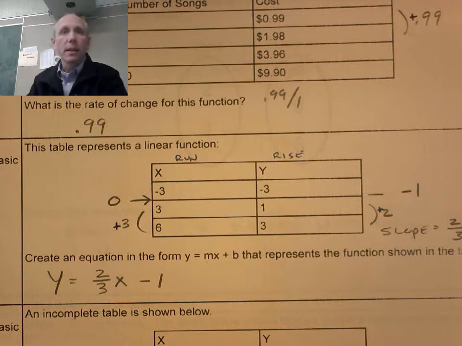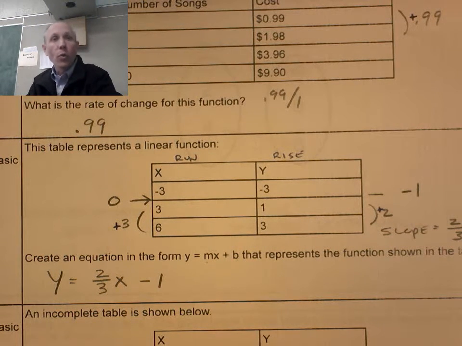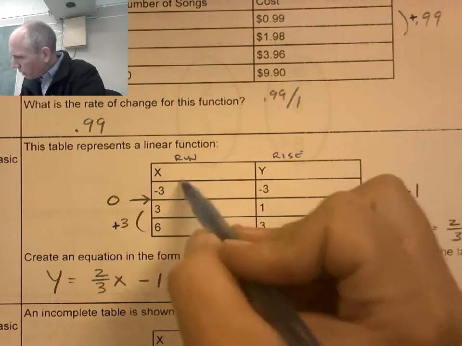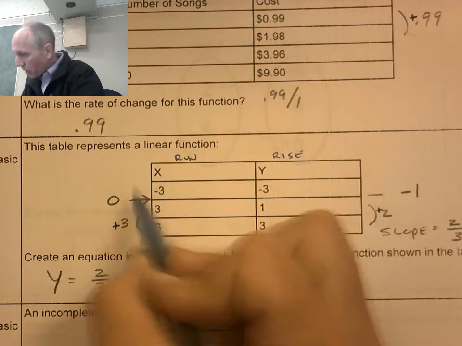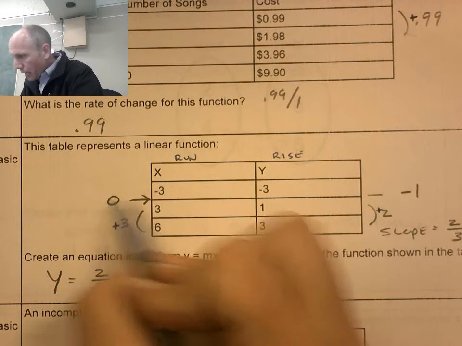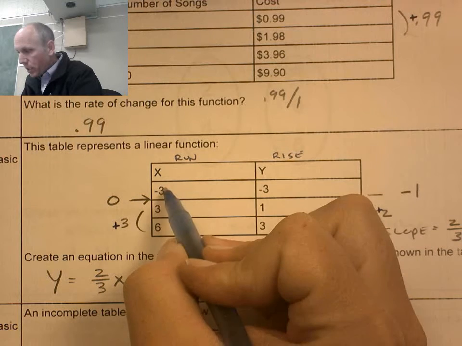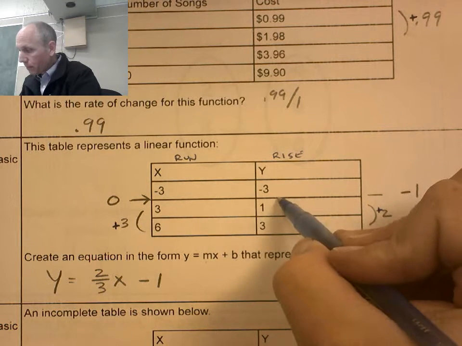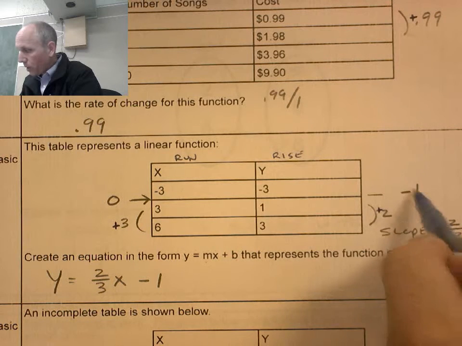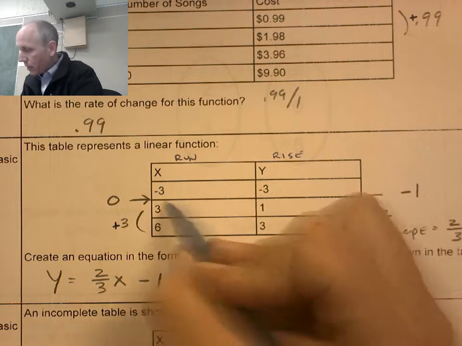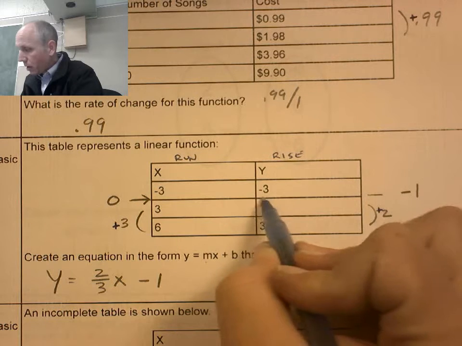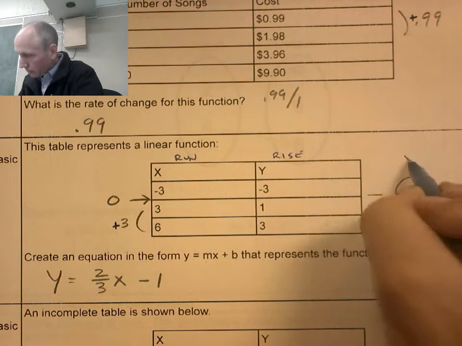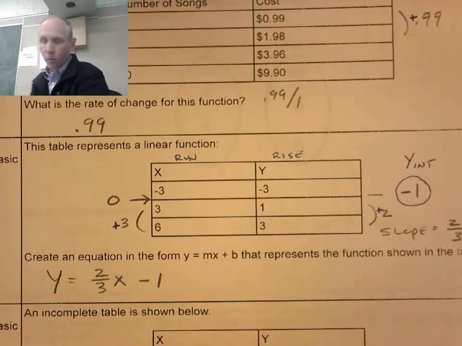But now I still need to get my y-intercept. The y-intercept occurs when x is 0. So I look here. Do I have x equals 0? No, x equals 0 isn't here. But where would it be? It would be right here. If x is 0, what's halfway in between -3 and 3 is 0. Well, what's halfway in between -3 and 1? -1, right? If I started counting up, that's what would be right in there. So I know that my y-intercept is right there at -1.